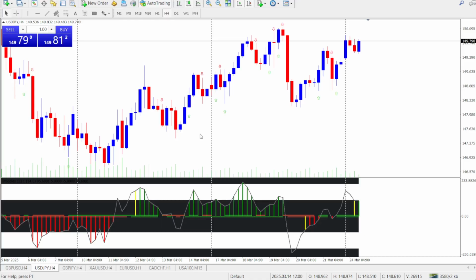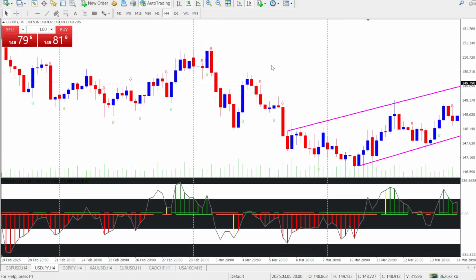Hence, I will recommend using the signals for trending markets. If you want to take advantage of a buy signal, use the buy signals in a bullish trend. And if you want to take advantage of a sell signal, use the sell signals in a bearish trend, to be on the safer side.